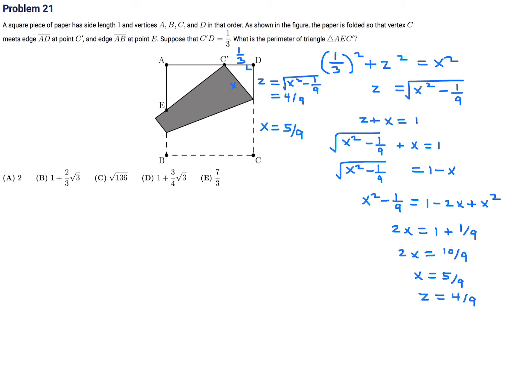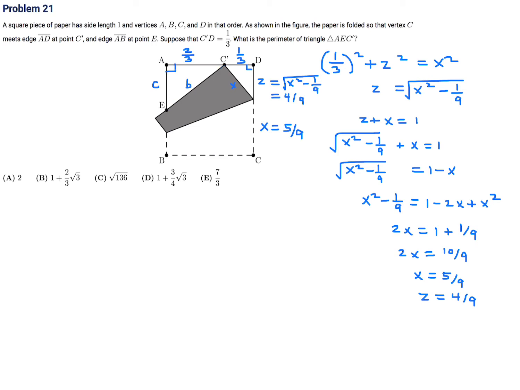Okay, so that's pretty decent progress. Now where do we want to go from here? I need to label a couple of things. This part here is going to be 2/3, since this is 1/3 and that full length is 1. And then from here to here, that I don't know, so I'll just call that C. From here to here, I don't know, so I'll call that B.